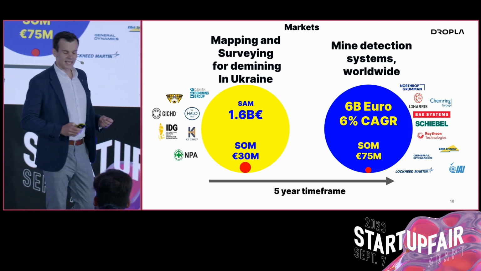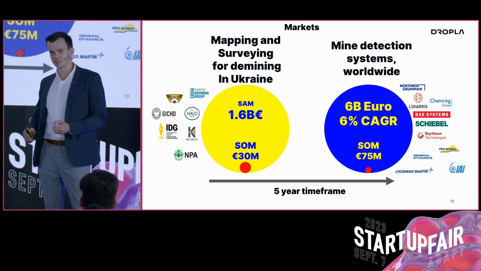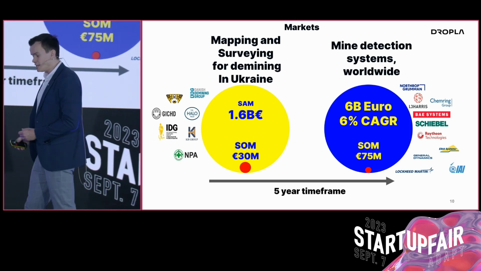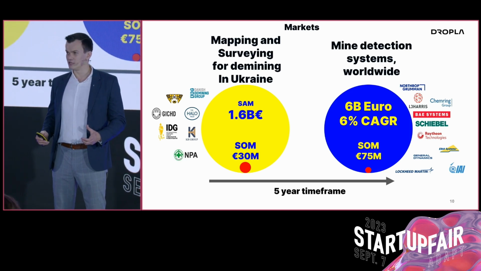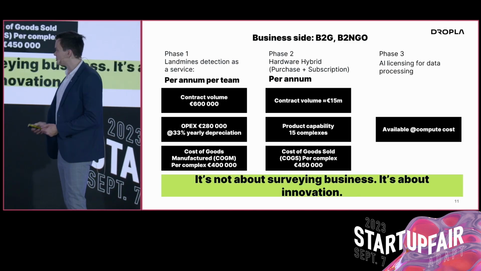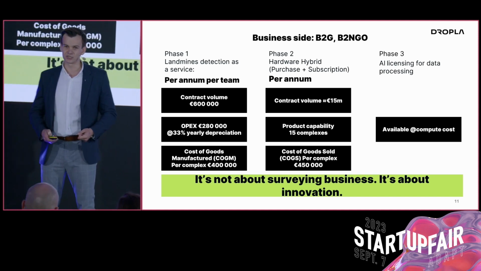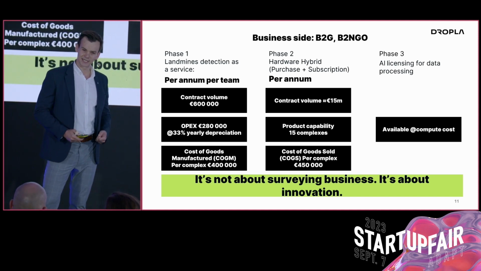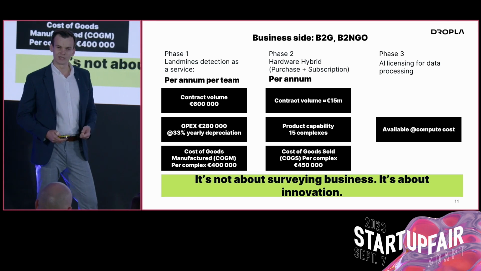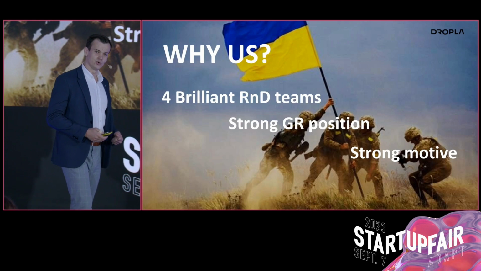And if everything is executed in the middle way scenario and the right capital is deployed at the right stages, there is a substantial opportunity for 100 million euros in revenue. Most of this revenue comes from governmental contracts for landmine detection as a service, hardware sales, and later on, the compute licenses. And we have the right team to do it.